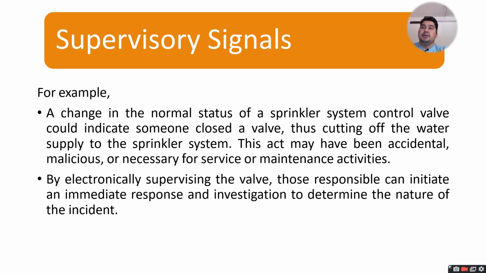For example, a supervisory signal for a change in the normal status of a sprinkler system control valve could indicate someone closed a valve, thus cutting off the water supply to the sprinkler system. The act may have been accidental, malicious, or necessary for service or maintenance activities. It could be anything. By electronically supervising the valve, those responsible can initiate an immediate response and investigation to determine the nature of the incident.